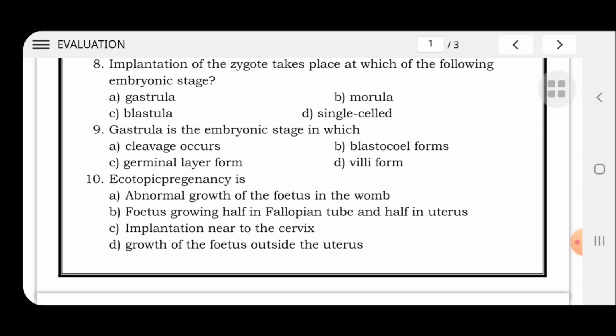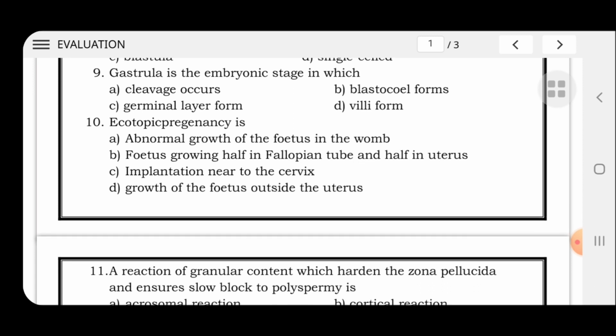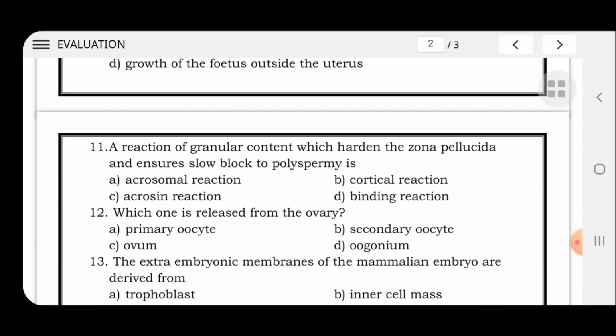Ectopic pregnancy. Generally, fertilization happens in the ampulla of the fallopian tube. The fertilized egg rolls down the fallopian tube and gets attached to the endometrium. But in certain cases, the fertilized egg fails to reach the endometrium and starts development in the fallopian tube. So here, fetus growing half in the fallopian tube and half in the uterus is the correct answer.